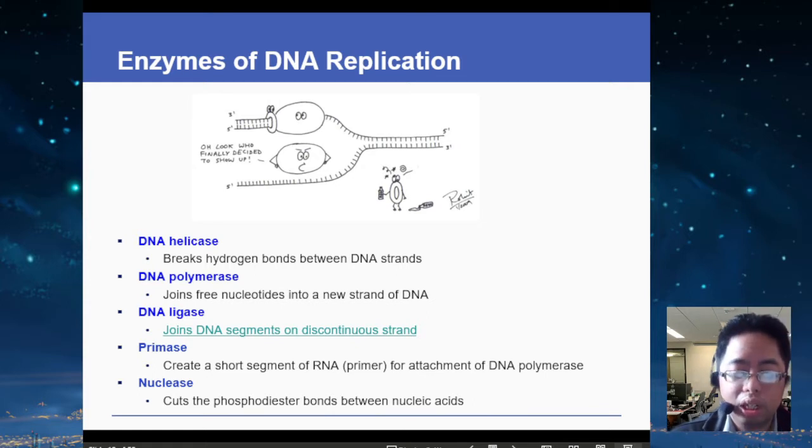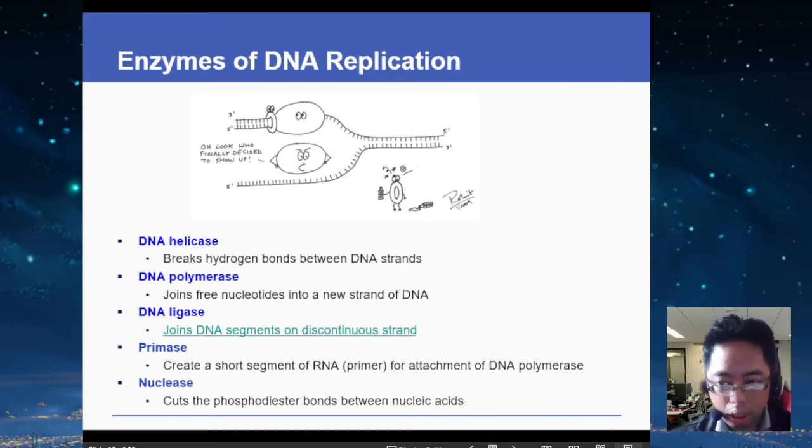It doesn't want to helix, so it will open the bonds between DNA strands, so the strands are not helix anymore. And then you have the DNA polymerase. Polymerase means that it makes new DNA molecules. And then you have the DNA ligase. Ligase will join or glue together the DNA segment or discontinuous strand.